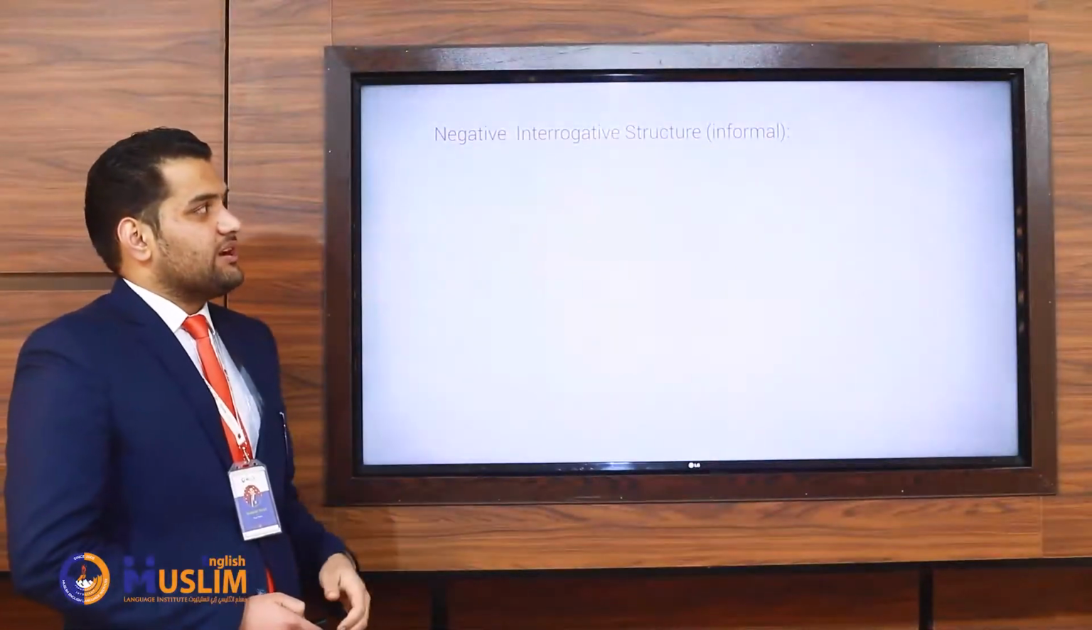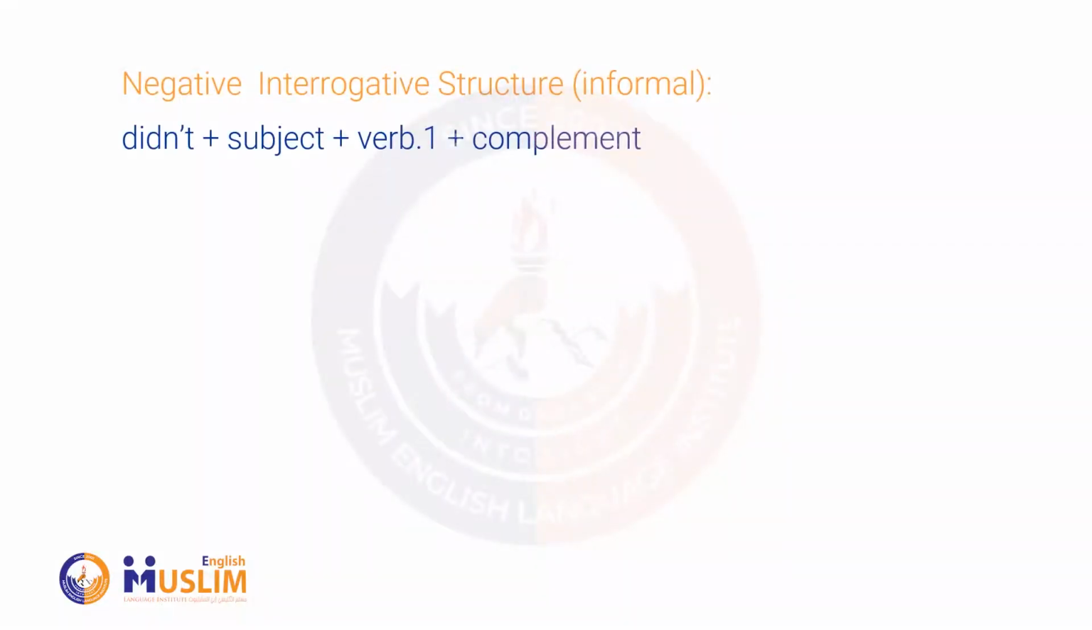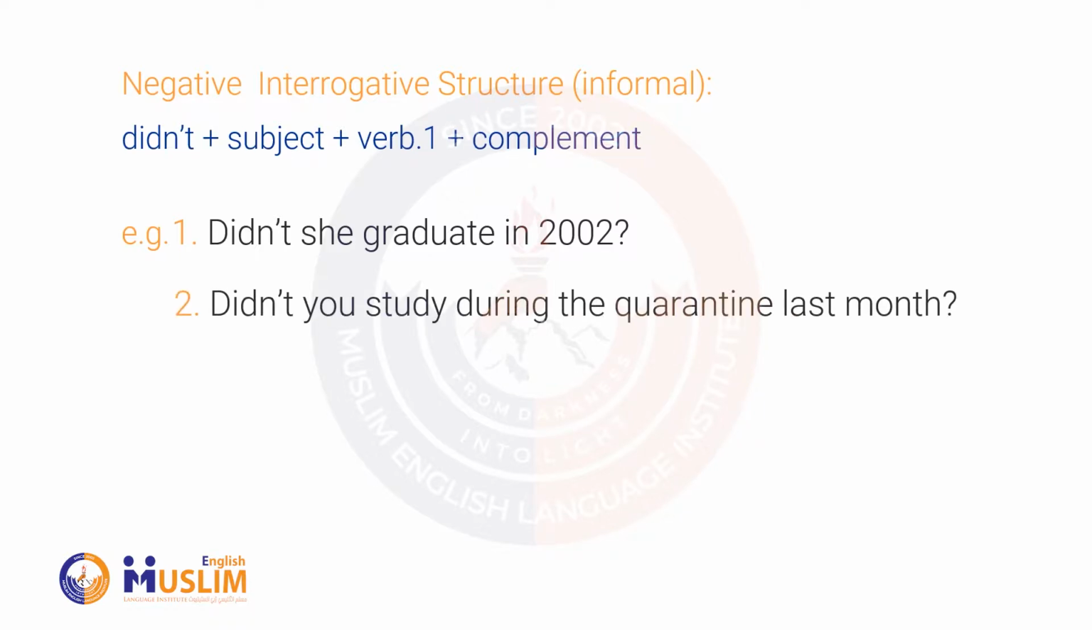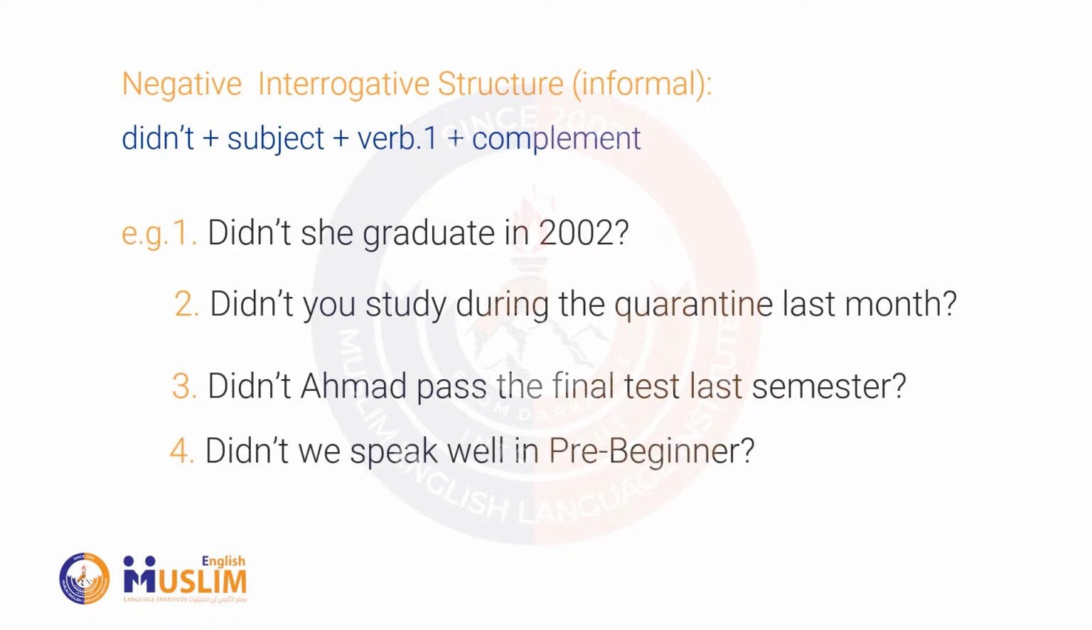The negative interrogative structure, informal, is didn't plus subject plus verb 1 plus the complement. So, for example, didn't she graduate in 2002? Didn't you study during the quarantine last month? Didn't Ahmed pass the final test last semester? And number 4, didn't we speak well in pre-beginner?